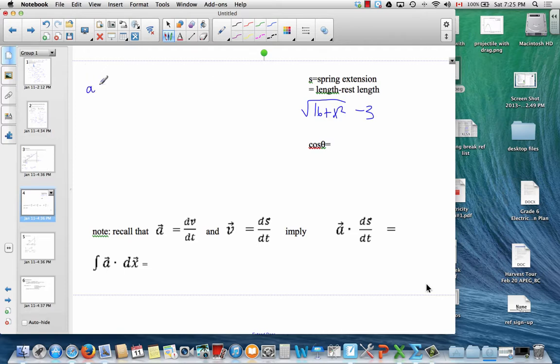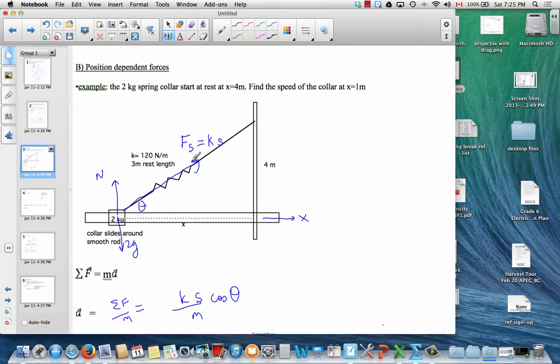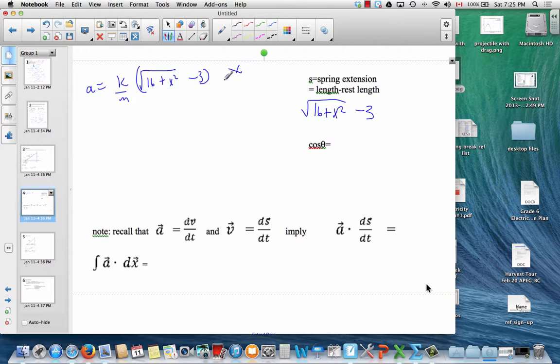So our acceleration is k over m times s, which is this thing, and then times cos theta. Well, cos theta, if we go back to our diagram, is going to be x over that same hypotenuse, because it's adjacent over hypotenuse. So that's going to be x over the root of 16 plus x squared. I guess I had some room over here, so let's put that in here. Okay, so that's our acceleration.